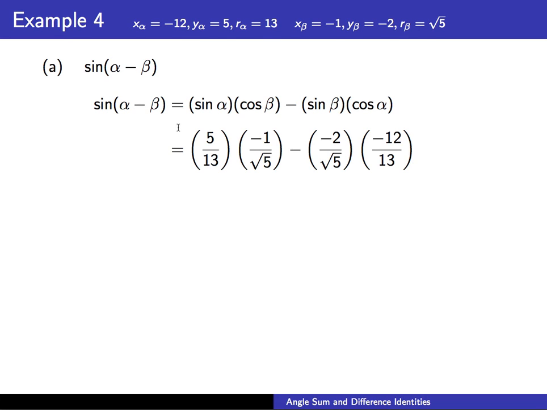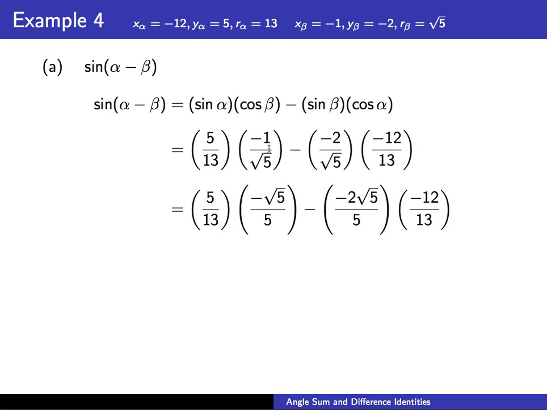In terms of our ratios, the sine of alpha is 5/13. We were told that in the beginning. Cosine of beta is x over r, which is -1 over square root of 5. We'll rationalize that in a second. Minus sine of beta is -2 over the square root of 5. So -2 for y over the square root of 5 for r. And the cosine of alpha is -12/13. So -1 over the square root of 5 and -2 over the square root of 5 rationalize to negative square root of 5 over 5 and -2 square root of 5 over 5 respectively.